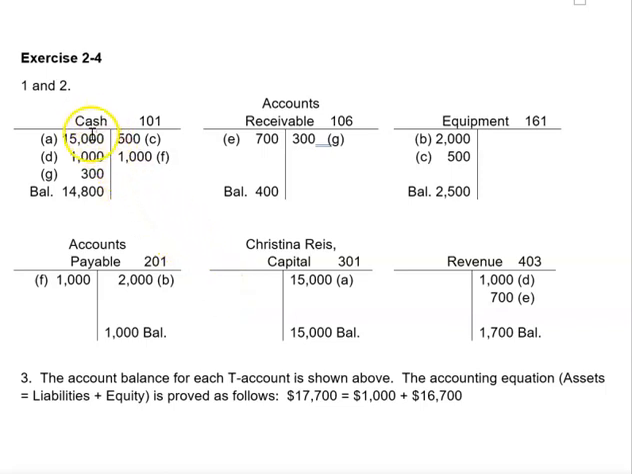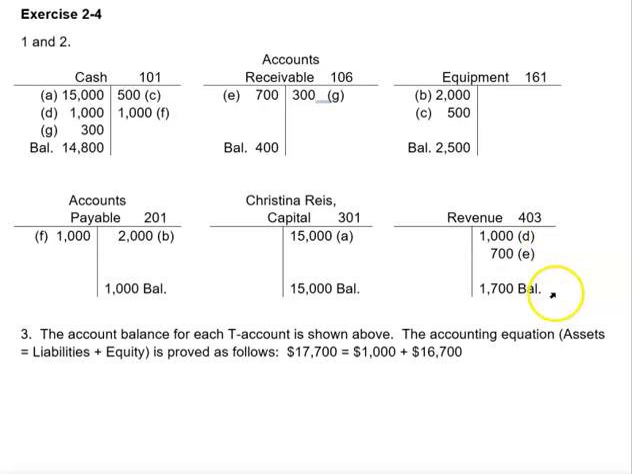So what you do for the cash account is add up the debits, subtract the credits, and it gives us an ending balance in the debit of 14,800. Again, accounts receivable, normal direction is a debit, so you take your debit minus your credit to give you a balance of 400. Equipment, we've got 2,500. Payable, the normal direction is the credit, so therefore you take the credit minus the debit to give you an ending balance of your credit of 1,000. Capital is your 15, and your revenue, you have two credits added together, gives you a balance of 1,700.